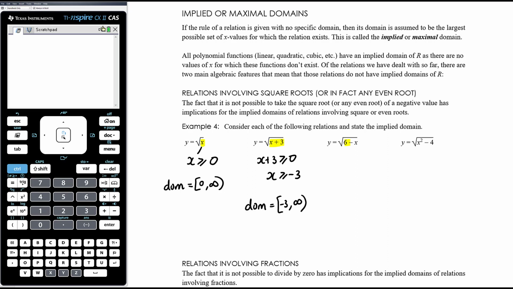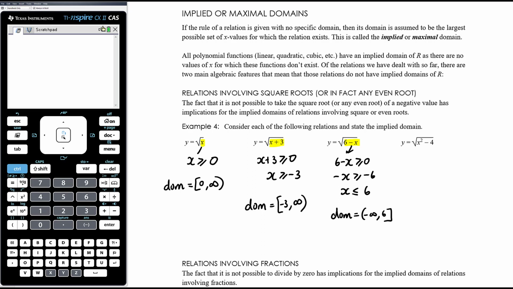Similarly for this one, square root of 6 minus x, that thing under there, 6 minus x, must be bigger than or equal to 0 so that you can take the square root, which means that negative x is bigger than or equal to negative 6. I've subtracted 6 from both sides, and now I'm going to multiply both sides by negative 1, which means reversing the inequality. So x is less than or equal to 6. Domain is equal to negative infinity to 6.